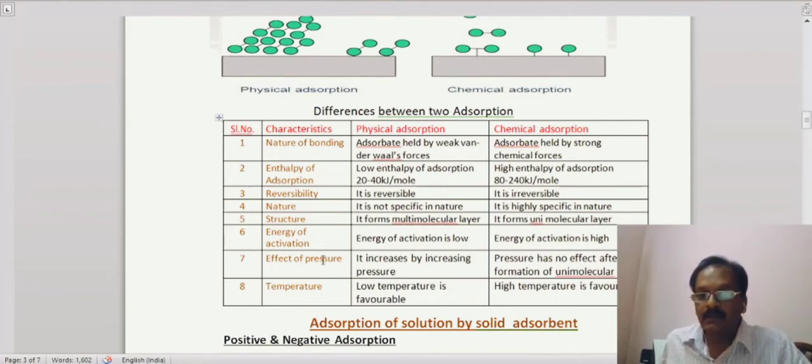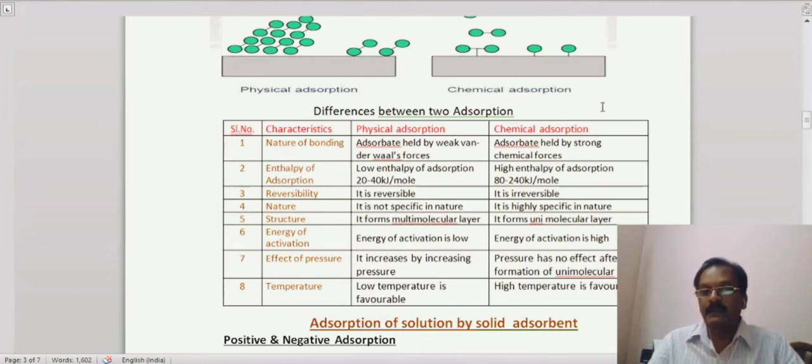Now the sixth point is the energy of activation. The energy of activation is low in physical adsorption, whereas the energy of activation is high in chemical adsorption. See, energy of activation was already discussed in chemical kinetics. It is the minimum energy the reactant molecules have to possess to undergo a chemical reaction.